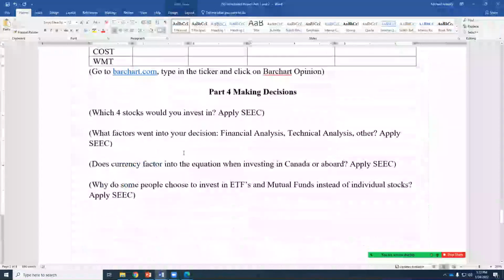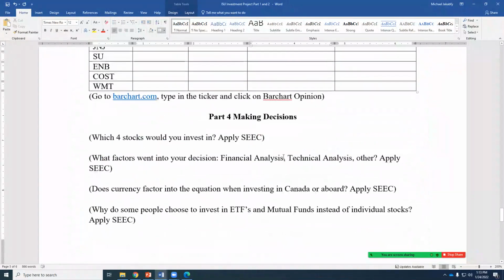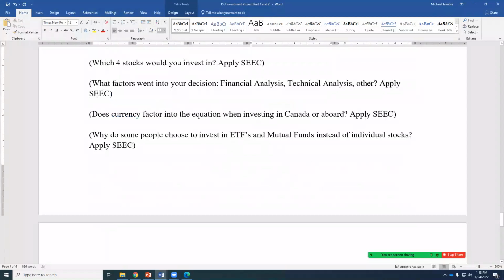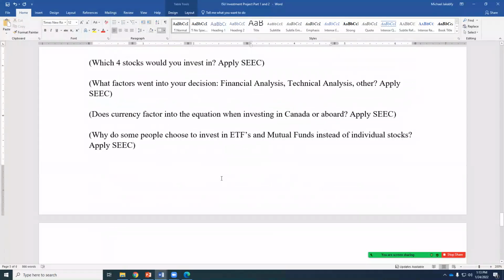Okay, so after you complete that, just answer these reflection questions. So again, you're picking 4 stocks, 1 from each of the sectors you look at. Then you're going to write about what factors went into your decision. Was it financial analysis, technical analysis, your overall feel for the brand? Write about those things. Look back to the PowerPoint, what we discussed. Is currency a factor when you're investing in Canada or abroad? And the last question is, why do people choose to invest in ETFs and mutual funds instead of individual stocks? You want to think about risk and diversification for that.